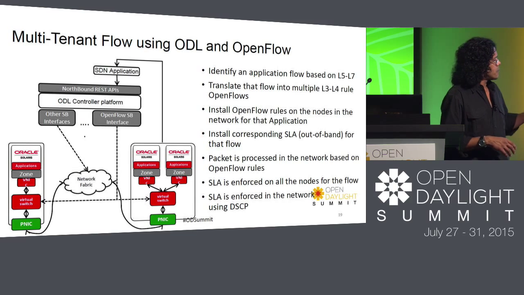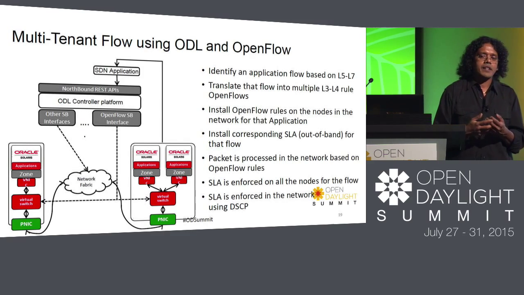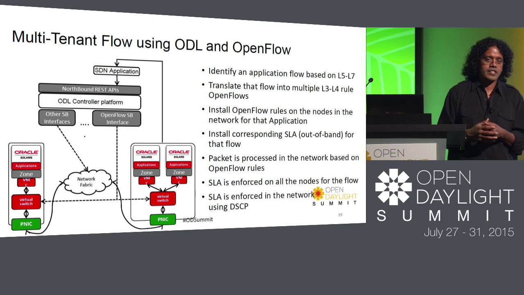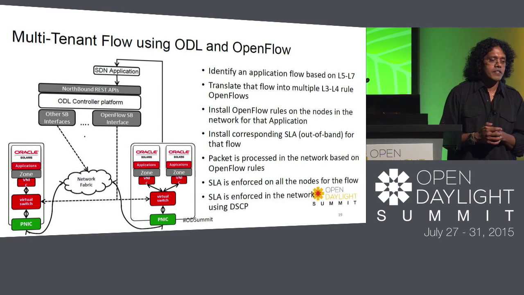So within this network, you can actually have a lot more granularity in the form of what kind of SLAs you can support using OpenFlow rules. And externally, if you want to go, you can probably use DSCP. That's what we are looking at right now.